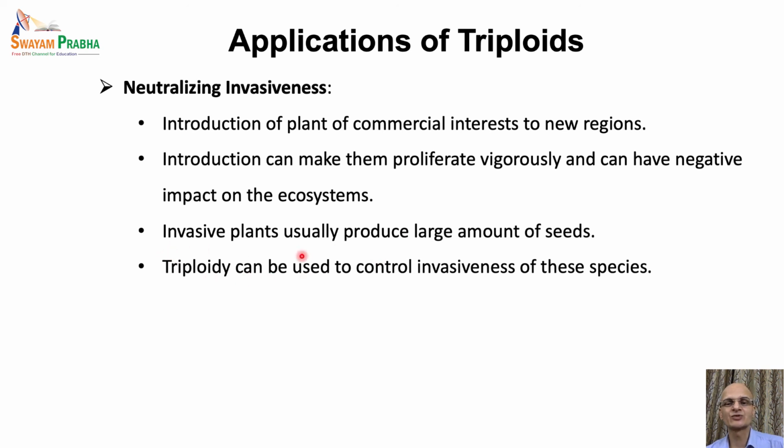Invasive plants usually produce a large amount of seeds that is responsible for their quick or rapid proliferation. Therefore, for plants of commercial importance that have an invasive nature, seedless triploid varieties can neutralize the invasive nature of these plants and can be very helpful for the introduction of these plants into new environments or new ecosystems.